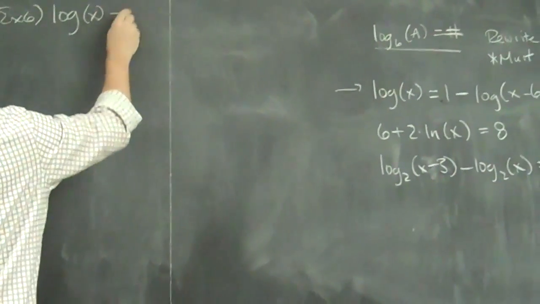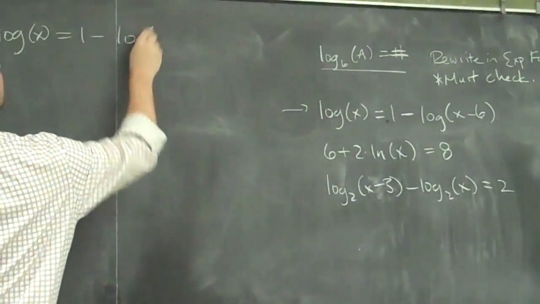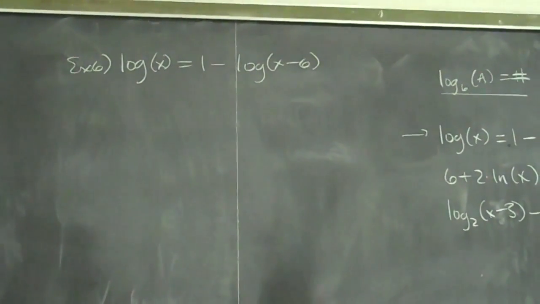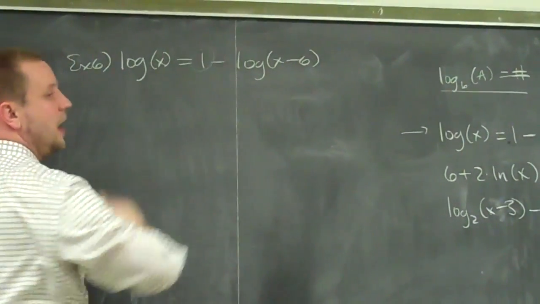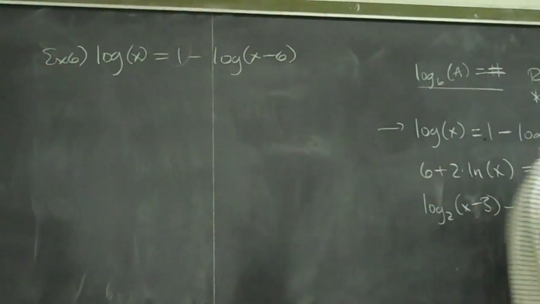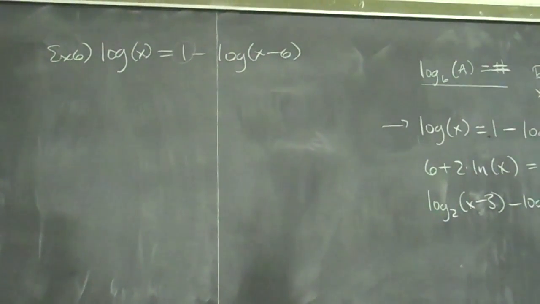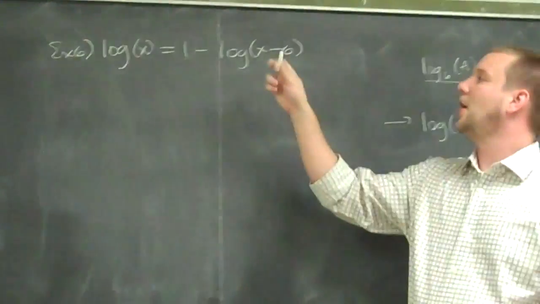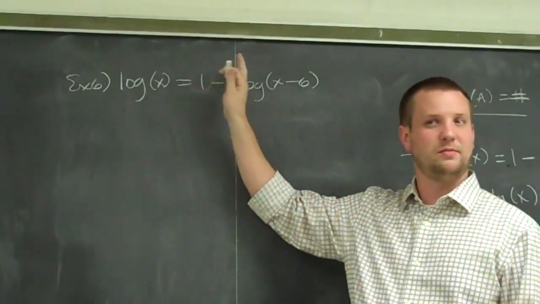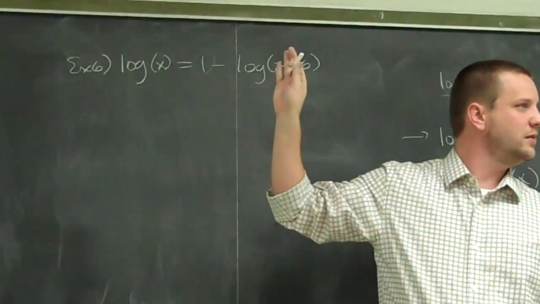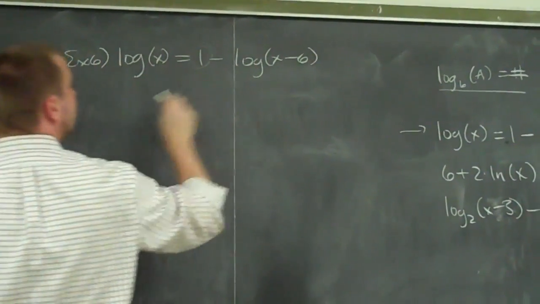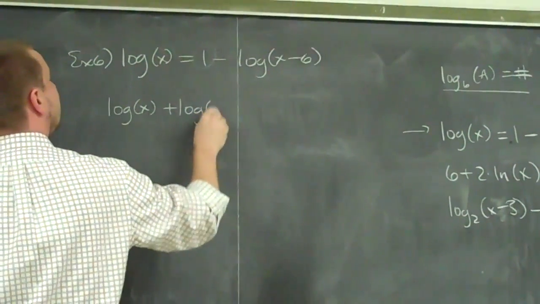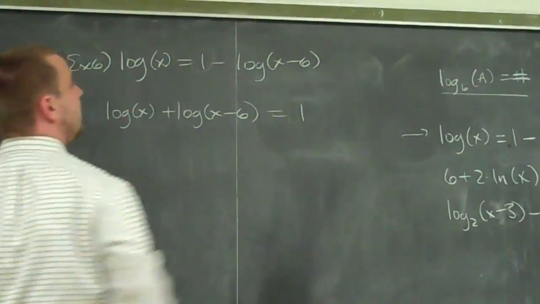So the log of x equals 1 minus the log of x minus 6. Remember, we're calling this one log equals number because of that free-floating 1. I'm not able to really sneak that 1 inside of a log so that I can make this a log equals log problem. So the trick we said was, why don't we put our logs together on the same side and our regular old numbers on their own side. So I'm going to add this guy over. This is the log of x plus the log of x minus 6 equals 1.